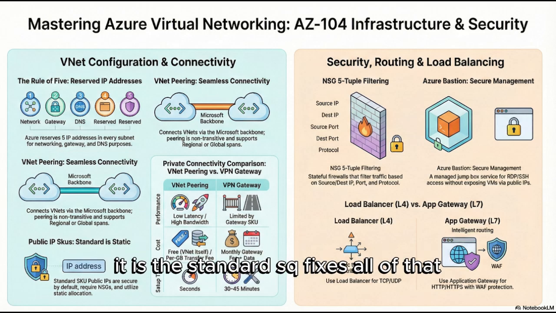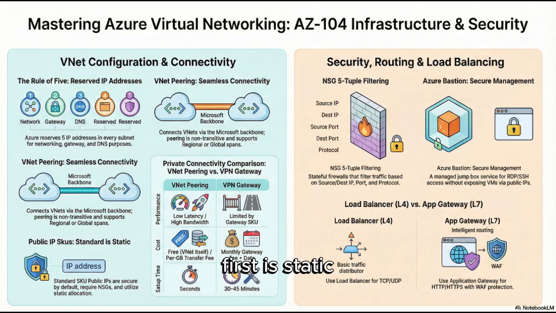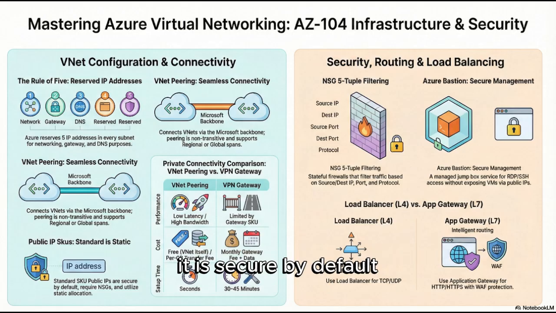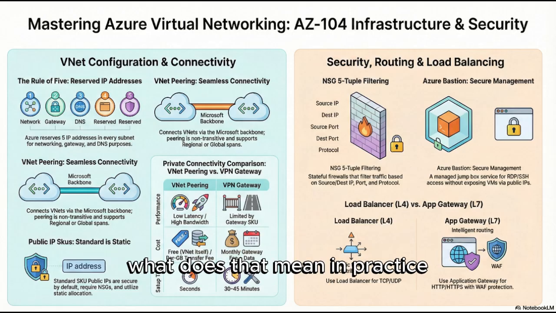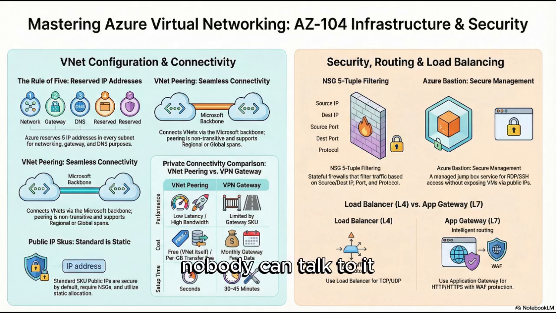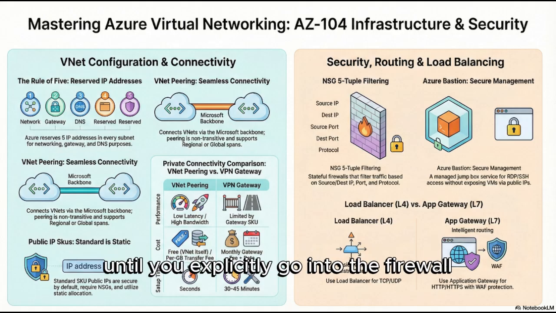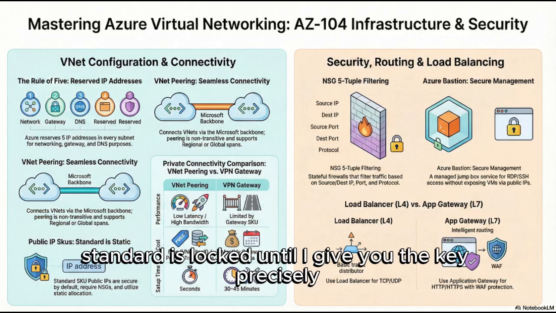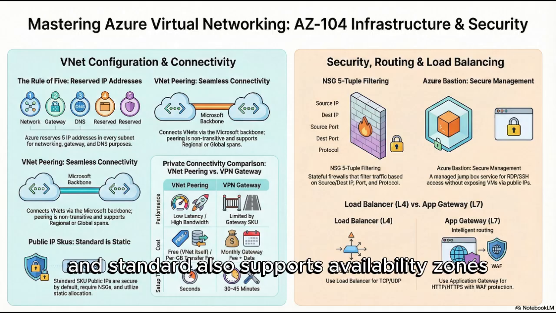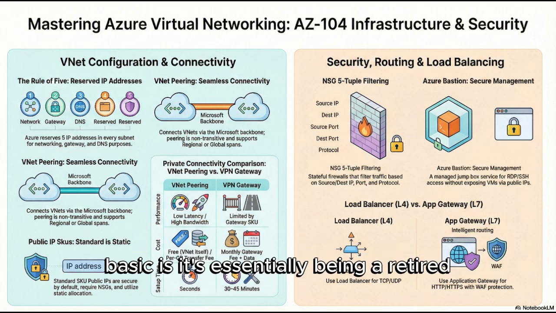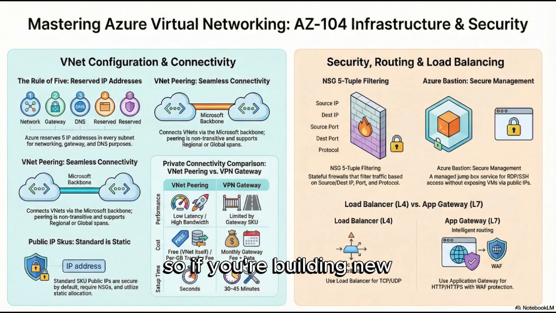It is. The standard SKU fixes all of that. First is static. The IP you get stays with you. But more importantly, it is secure by default. What does that mean in practice? It means even if you attach a standard public IP to a server, nobody can talk to it until you explicitly go into the firewall and open a port. So basic was an unlocked door. Standard is locked until I give you the key. Precisely. And standard also supports availability zones, which is essential if you want your app to survive a data center outage. Basic is essentially being retired, so if you're building new, you go standard.